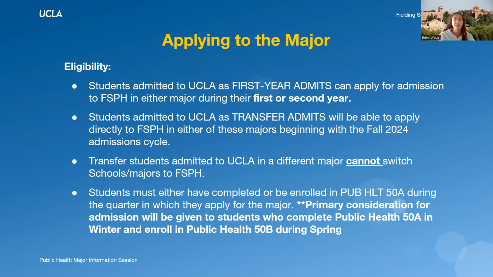All right, thank you, Kathy. So now you know a little bit more about the classes that you'll need to take in order to be eligible to apply. So I'm going to go over some more eligibility requirements. So first thing, if you came to UCLA as a first-year freshman, like coming straight out of high school, then you can apply for admission to the major during your first or second year. We'll go into when it's the best time to apply as well. If you were admitted as a transfer, then you can apply directly into the majors beginning with next year's admission cycle.